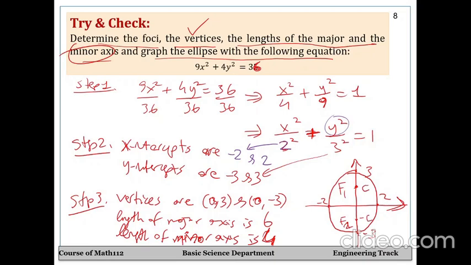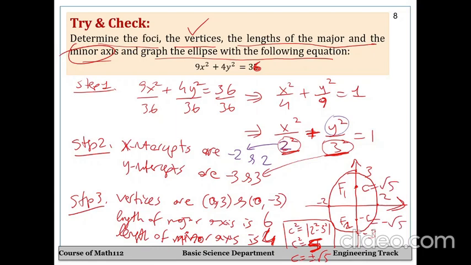So how can you find C? What's the relation between C and the x and y intercepts? We have this one all the time: C squared is equal to the absolute value of the difference between these two. So it will be 2 squared minus 3 squared, so it will be 5. So c is plus or minus square root 5. So it has to be square root 5 here, and minus square root 5 here.